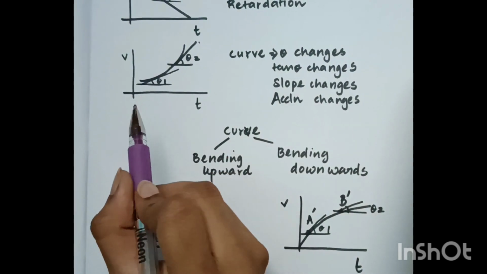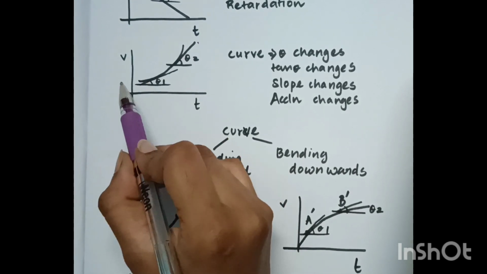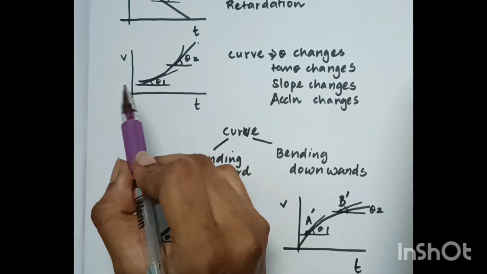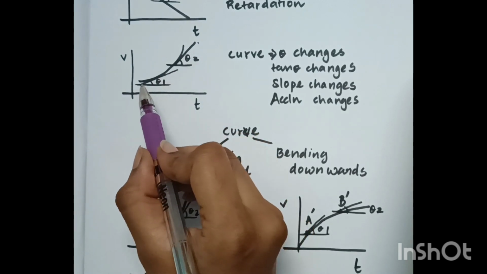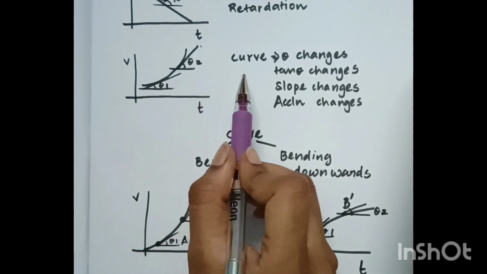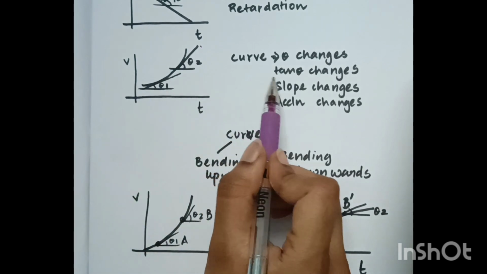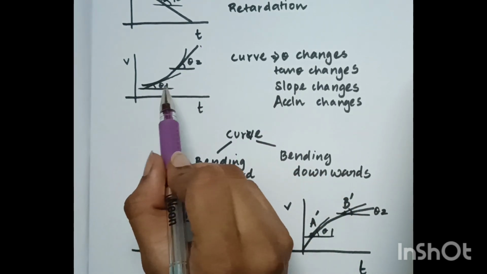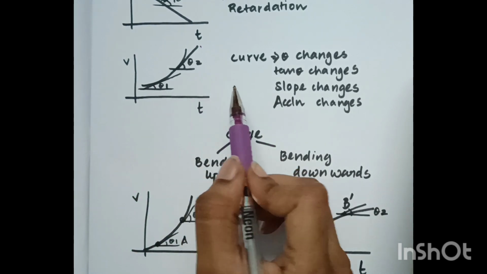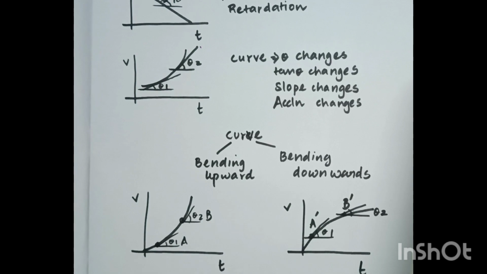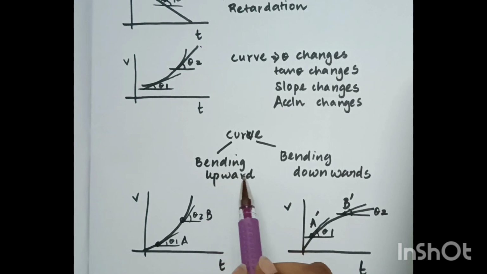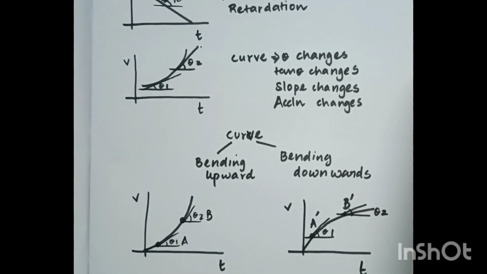Let us see this graph. In this graph we can see the graph is not a straight line, but it is a curve. If it is a curve, then theta is changing continuously. So tan theta will also be changing. If tan theta changes, slope changes. And slope is nothing but acceleration. So acceleration is also changing. Now let us see the two cases. What if the curve is bending upward and the curve is bending downward?